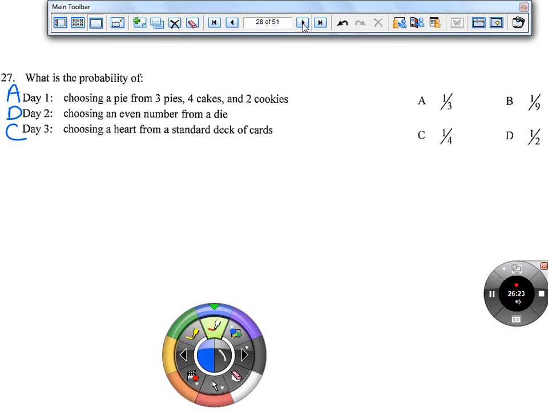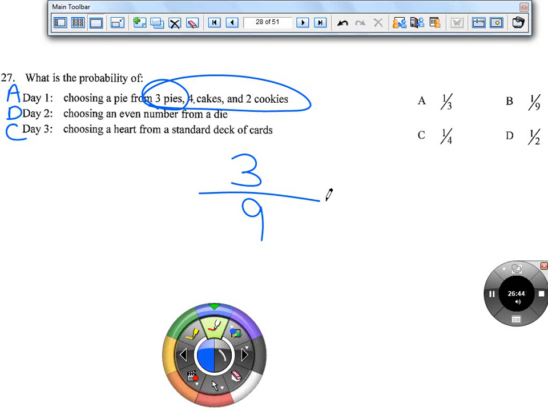What's the probability of choosing a pie from 3 pies, 4 cakes, and 2 cookies? Well, we need to know the total outcomes. That's what goes on the bottom. So that's 3 plus 4 plus 2, so 9. And then choosing a pie, we have to know how many favorable outcomes that is. And there are 3 pies, so that would go on the top. 3 chances of picking a pie. So we reduce that, and so that would be 1/3.